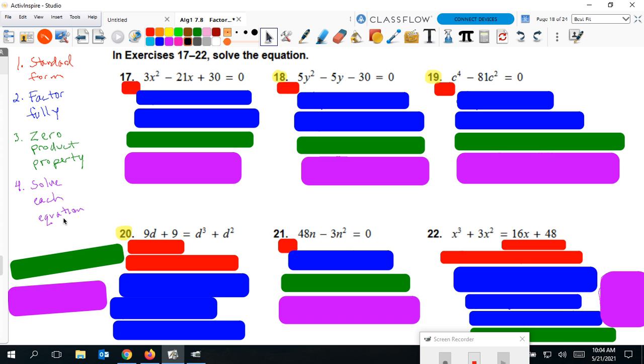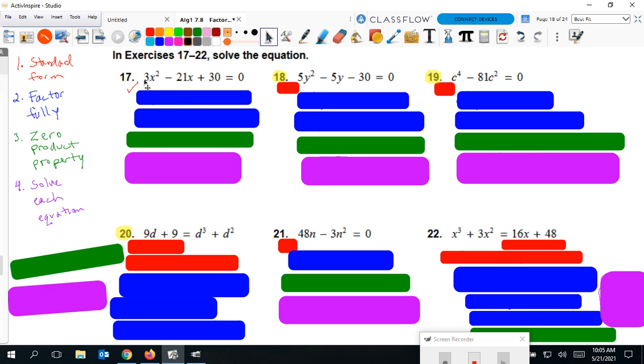All right, so I'm going to have you do the highlighted ones on your own, but let's do 17, 21, and 22 first. So starting with 17, is it in standard form? Yes, and I put a check for that one. Yes, it's standard form. So now we just need to go here to number 2, factor fully.